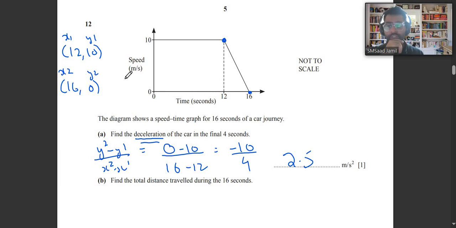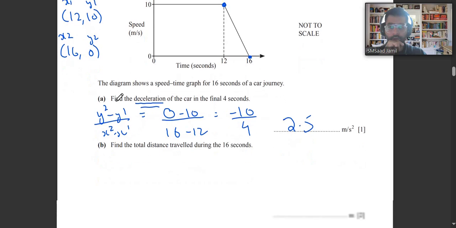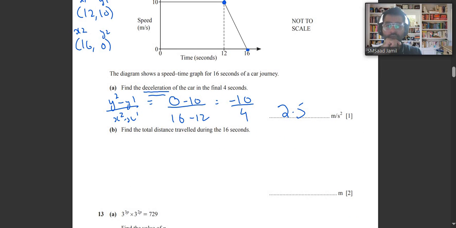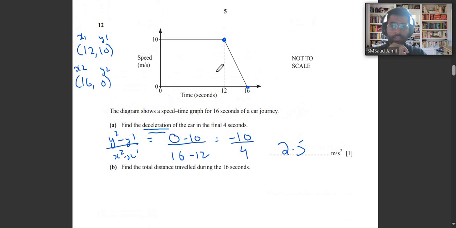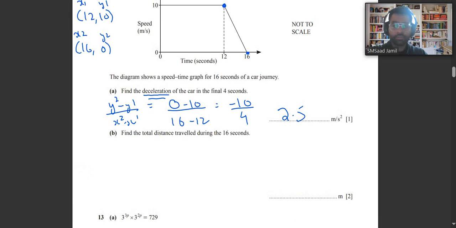Now in the next question, find the total distance traveled during the first 16 seconds. Look guys, in this question you have to find the area of the shape that is shown. So the first shape is a rectangle, and the formula for rectangle is base into height. Let me just zoom out and go a little bit up, let me use my touch screen. So this is going to be 12 multiplied by 10 plus the second shape is a triangle.